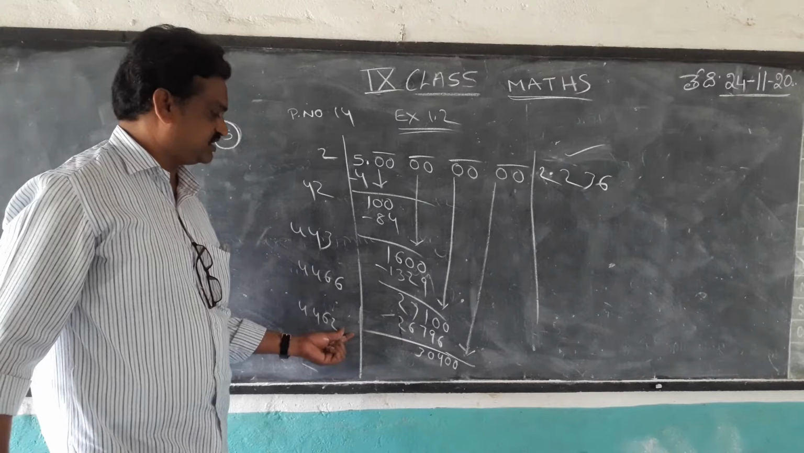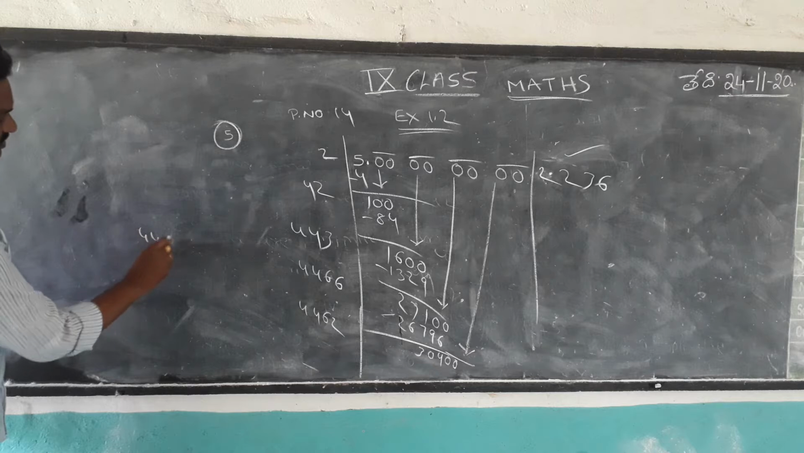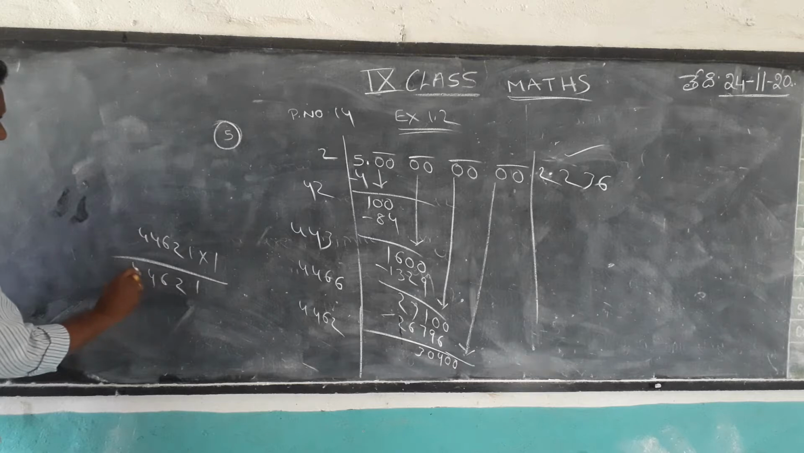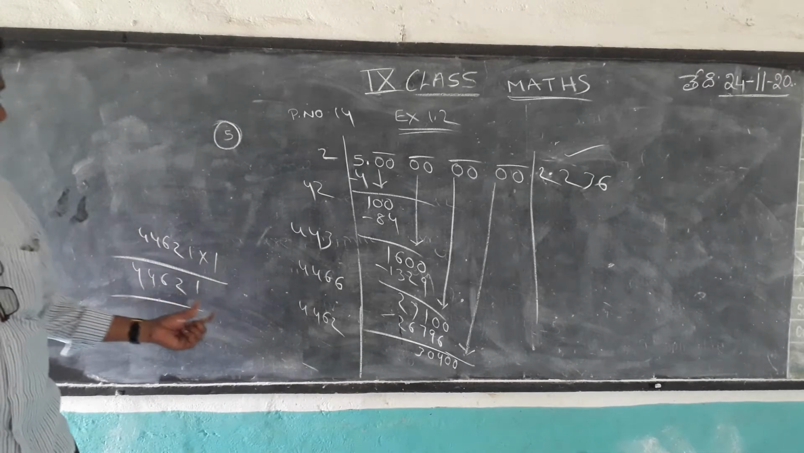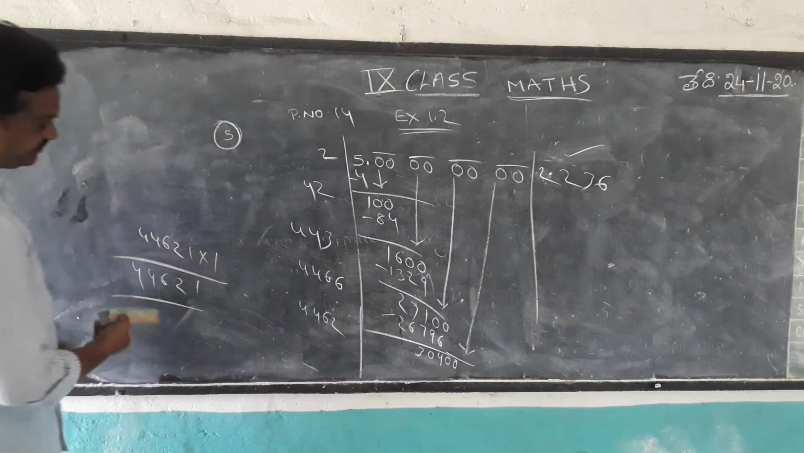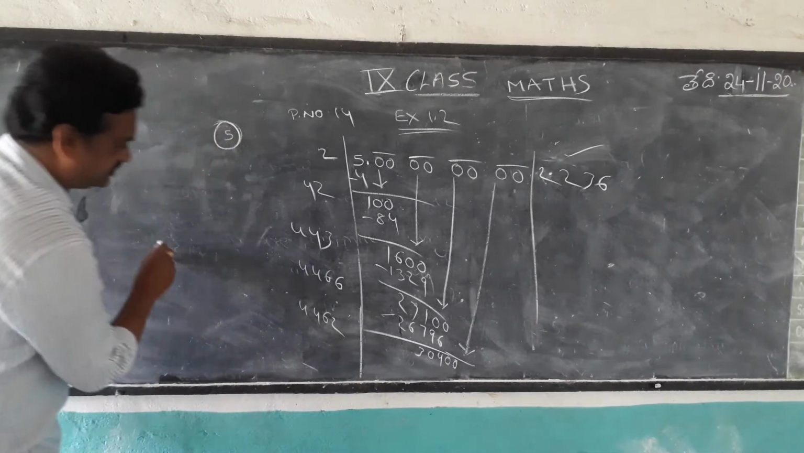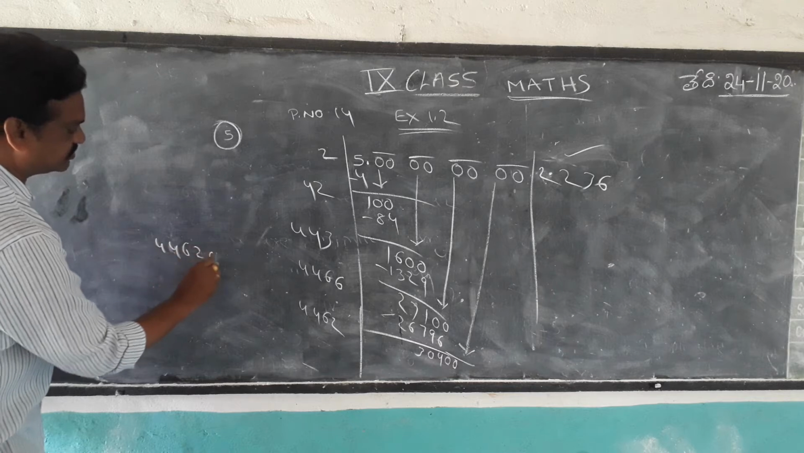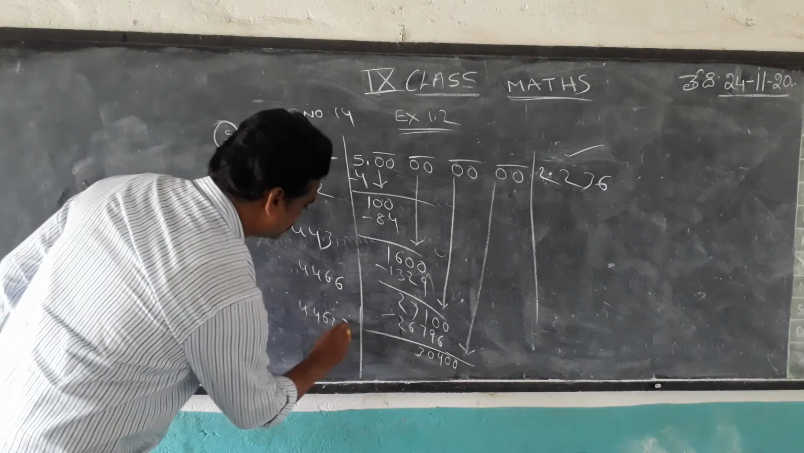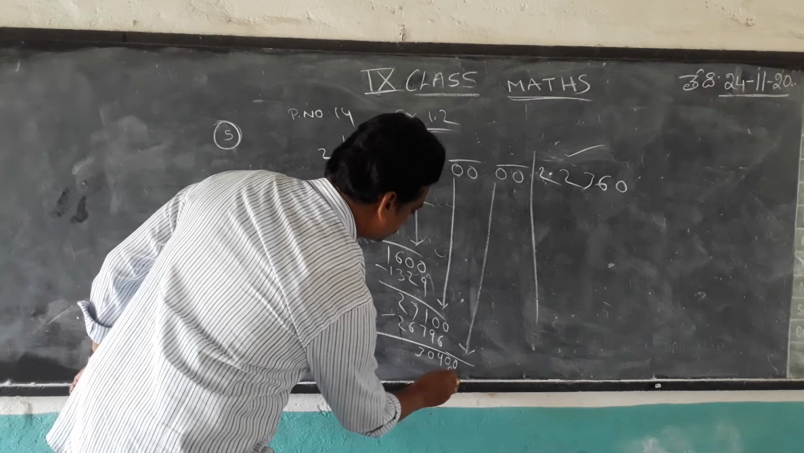What number do we multiply to this number to get nearest to 30,400? For example, take 1 into 1. 1 1 is 1, 1 2 is 2, 1 6 is 6, 1 4 is 4, 1 4 is 4. 44,621. More than 30,400. Therefore, 1 is not suitable. Therefore, you have to write 0. 0 into 44,620 is equal to 0.